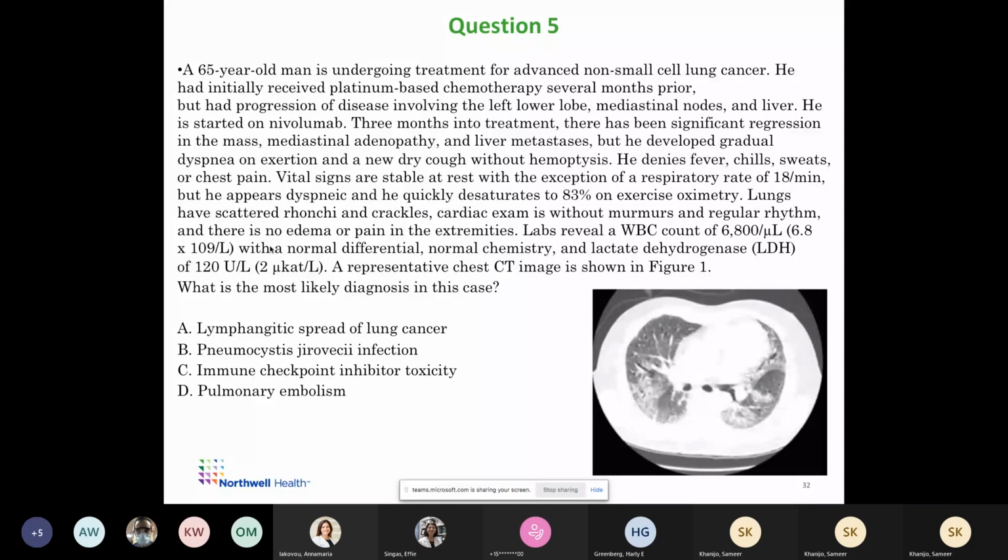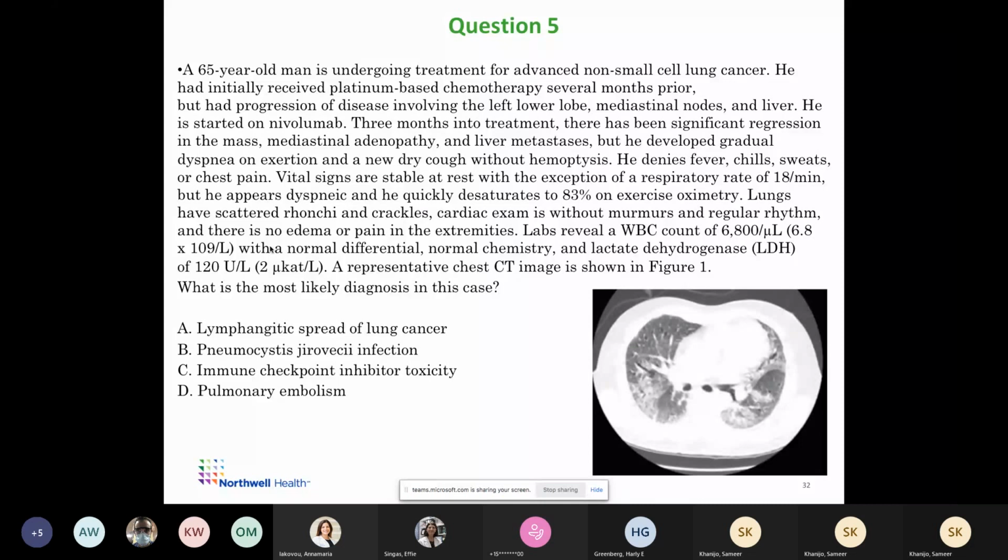Vital signs are stable at rest with the exception of a respiratory rate of 18, but he appears dyspneic and he quickly desaturates to 83 on exercise oximetry. Lungs have scattered rhonchi and crackles. Cardiac exam is without murmurs and a regular rhythm, and there is no edema or pain in the extremities. White count is normal with a normal differential, normal chemistry, and LDH of 120, which is, I believe, normal. A representative CT image is shown, and what is the most likely diagnosis?